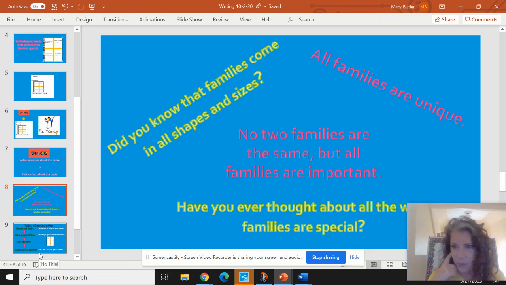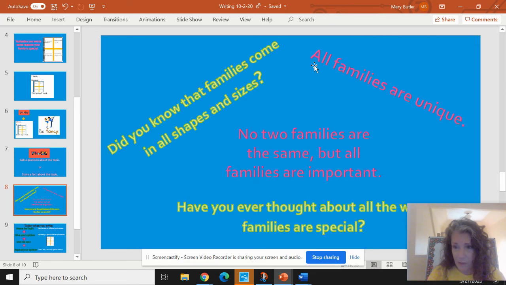If you're on Zoom, you can raise your hand and share some ideas with your teacher. If you're at home, just think. Here are some questions I thought of. They're just examples. You might have different thinking. One question could be, let's look at this one. Did you know that families come in all shapes and sizes? That would make a great way to introduce the topic. Now, if people read that question, they'll know I'm going to be talking about families and how they're all special. Another question could be, have you ever thought of all the ways families are special? Nice way to use a question. But there's others too. You can use your own.